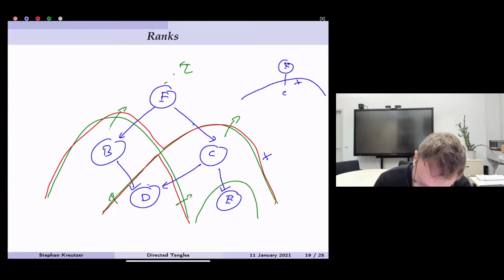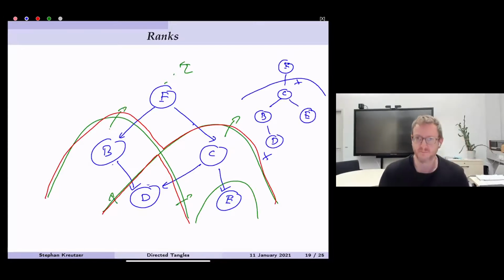And then maybe here we have the tangle C. Yeah, and then we can just take this separation here, which is B. And then eventually D. And here we get E. Okay. And this would be the tree you get out of this.